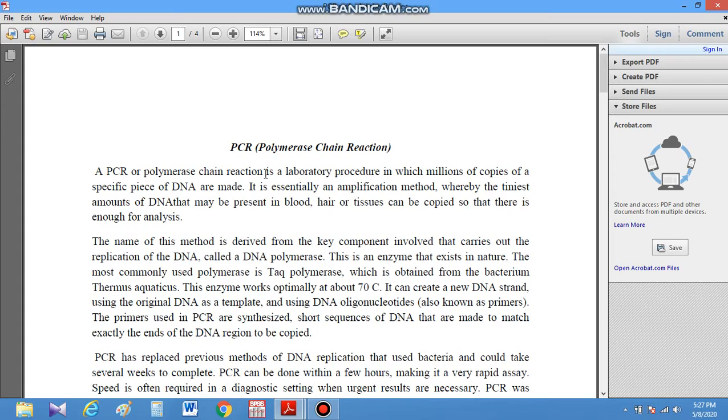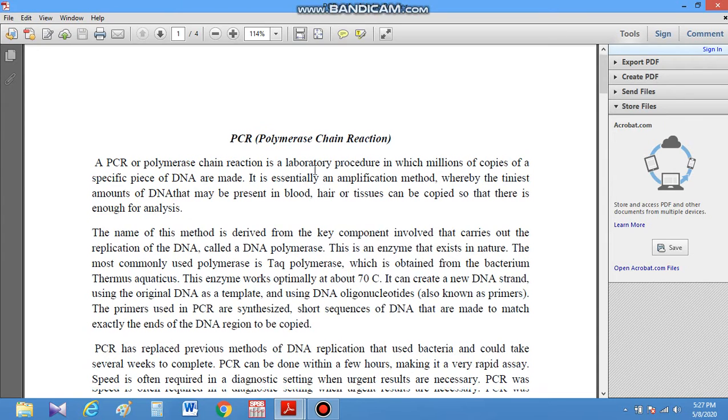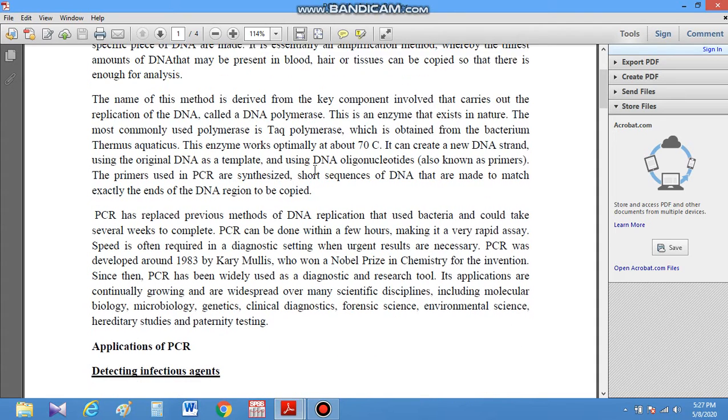As we know, PCR is called polymerase chain reaction. It is basically an amplification method through which multiple copies of a specific DNA, or you can say desired DNA segment, can be produced. Its applications are in different fields of molecular biology, microbiology, genetics, clinical diagnosis, forensic science, hereditary studies, etc. We can study what the use of PCR is.